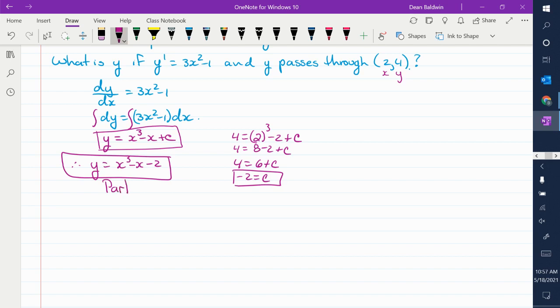This is called a particular solution, because we solved for c, we know the exact one that it is. Okay? That's it. That's a very simple differential equation that you can solve.